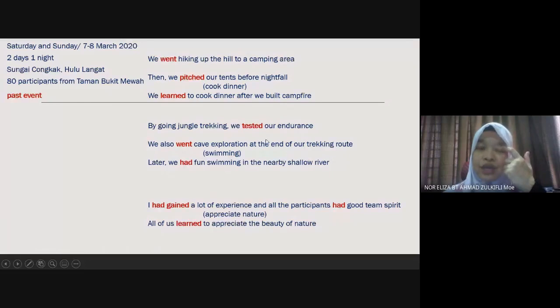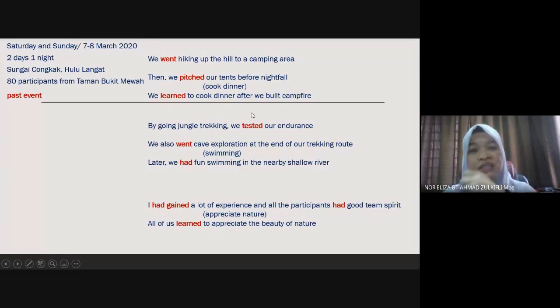Okay, remember, again, a reminder, you use the past tense. We went hiking up the hill to a camping area. We pitched our tents before nightfall. We learned to cook dinner after we built a campfire. Tested our endurance. We also went cave exploration at the end of the trekking route. We had fun swimming in the nearby shallow river. I had gained a lot of experience, okay, and all of us learned to appreciate the beauty of nature.